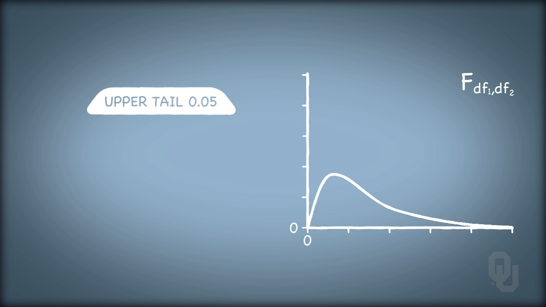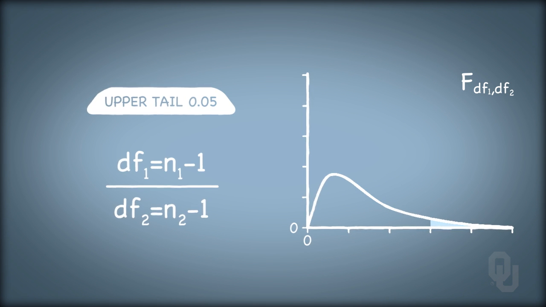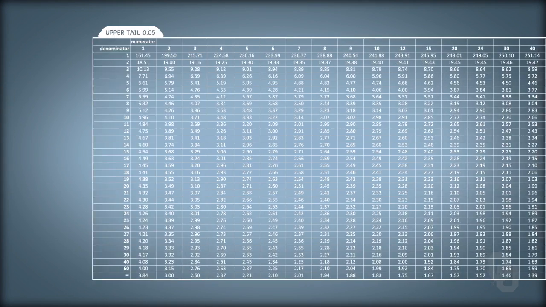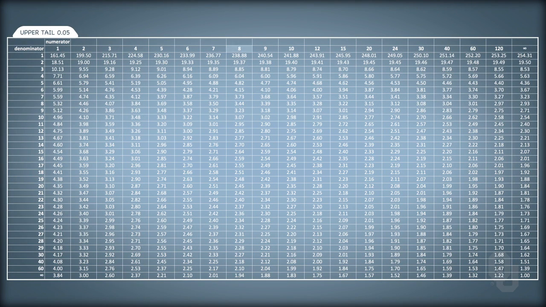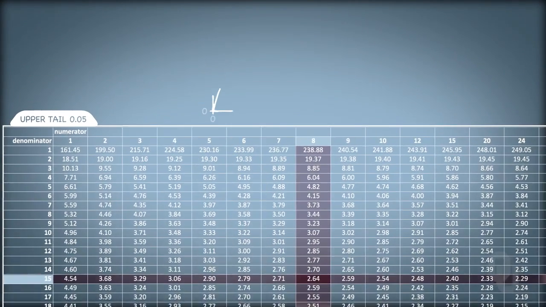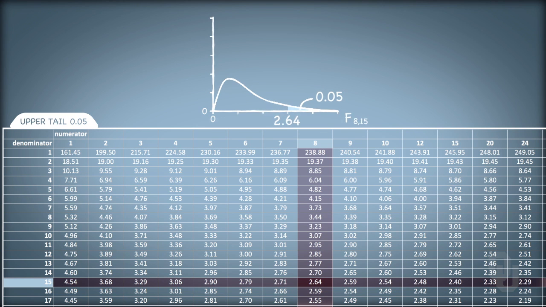Let's say we want to find a value on the F-distribution axis that corresponds to 0.05 in the upper tail, when n1 minus 1 in the numerator is 8, and n2 minus 1 in the denominator is 15. So we go to the 0.05 table, go over to the 8 column, and down to the 15th row, and that intersection is 2.64. Beyond 2.64 lies area 0.05 for an F-distribution with 8 degrees of freedom in the numerator and 15 degrees of freedom in the denominator.